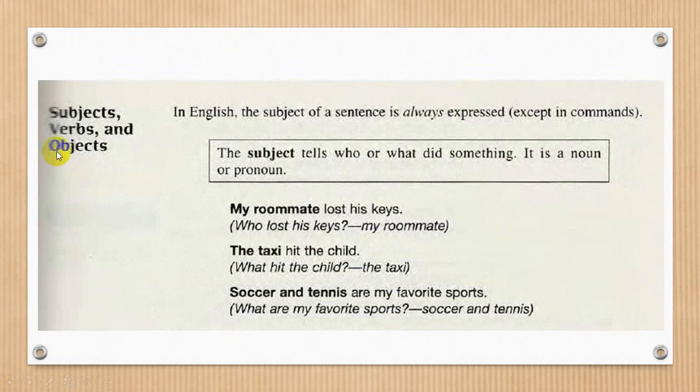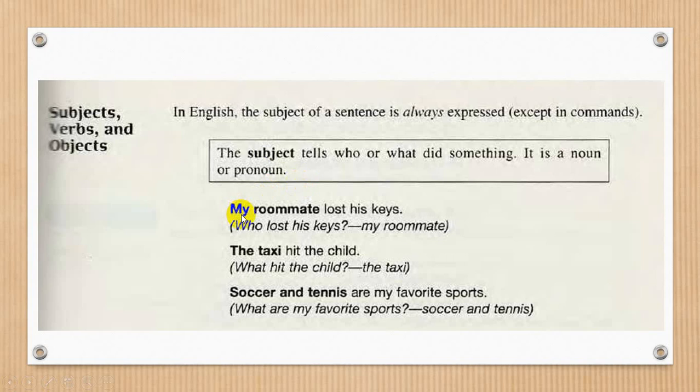ننتقل إلى subjects, verbs and objects. In English, the subject of a sentence is always expressed. Subject, الفاعل of a sentence للجملة is always expressed, يكون دائما موضح, except in comments, ما عدا في جمل الأمر. The subject tells who or what did something. Subject, الفاعل, تعريفه is the word that tells who or what did something.